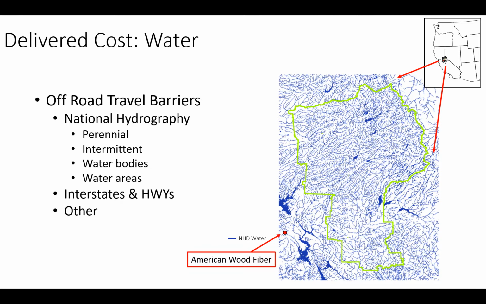For off-road costs, in addition to having a road network or a speed network, more precisely, we also have off-road travel barriers. And in this case, we're going to use national hydrography data to identify perennial streams, intermittent streams we're not going to be concerned about, and water bodies that actually stop motion to move material from one location to a road. In addition, we're going to include interstates and highways as these barriers, meaning that we're not going to skid directly to an interstate or a highway.